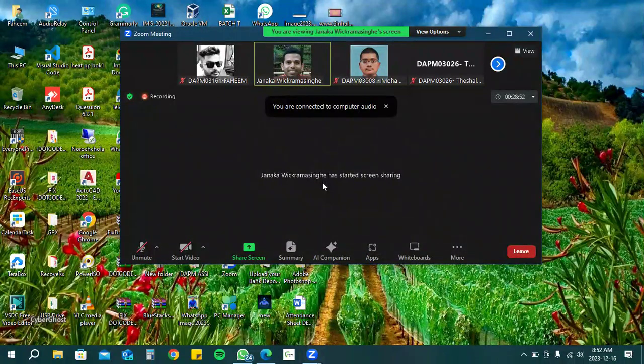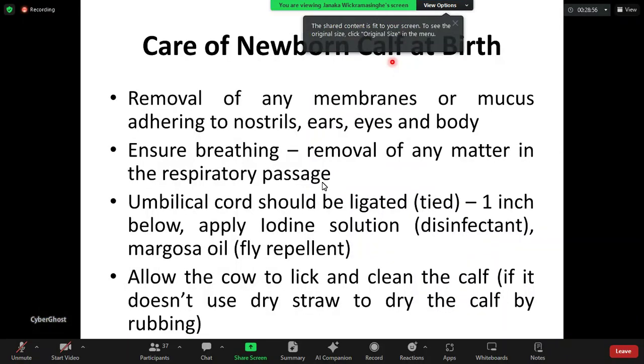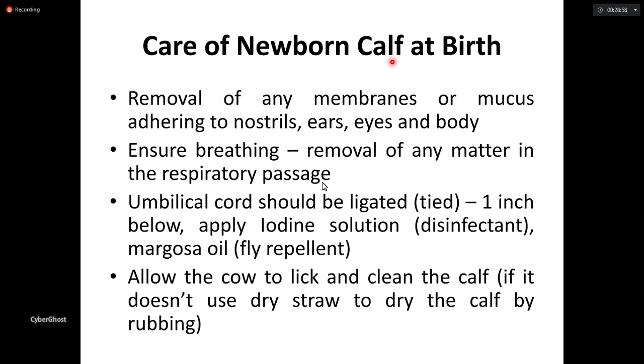Avoid any kind of infection over there. Maybe from time to time, maybe once in 12 hours, we have to apply some iodine solution just to assure it is a very clean, dry location or place, right? Then we add some kind of oil. We usually add the margosa oil, right? This is a fly repellent, like a fly repellent, okay?